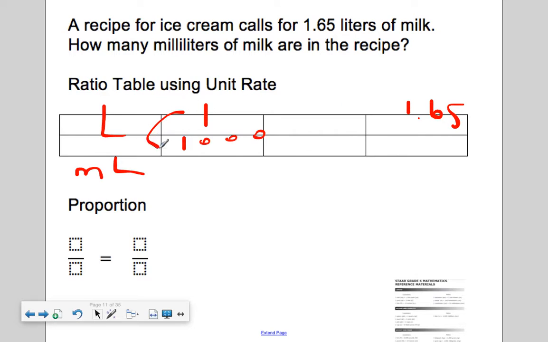So from this, I need to build it up by 1,000. So what is 1.6500 times 1,000? That means I'm going to move the decimal point 3 places over. So it'll be 1,650. Let's use common sense. Every liter is 1,000, so about 1 liter will be 1,000 something. So 1.65 would be 1,650.